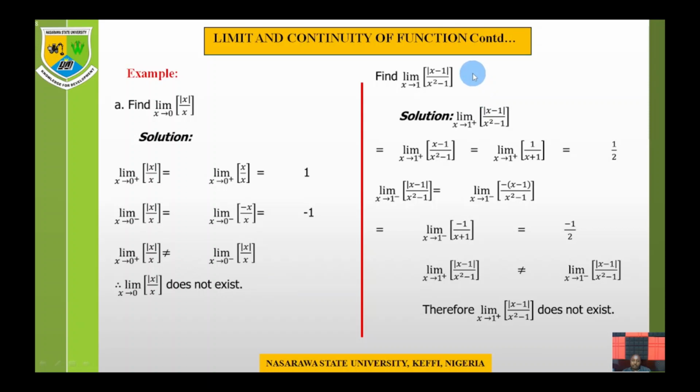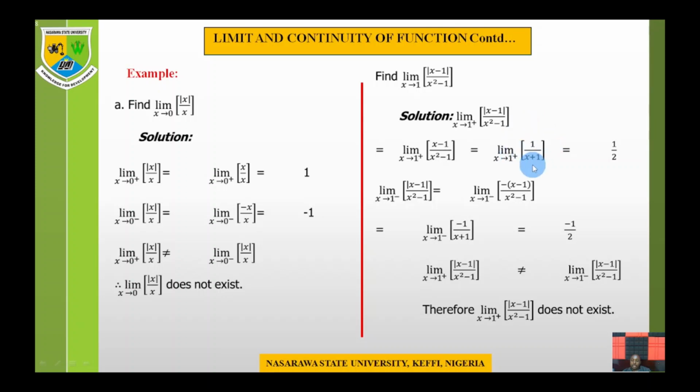The next example is, we want to find the limit of the function absolute value of x minus 1 divided by x raised to power 2 minus 1. The solution is as follows. Limit when x approaches 1 from the right of absolute value of x minus 1 divided by x squared minus 1 is equal to the limit of x minus 1 divided by x squared minus 1 as x approaches 1 from the right, which is equal to 1 divided by x plus 1.